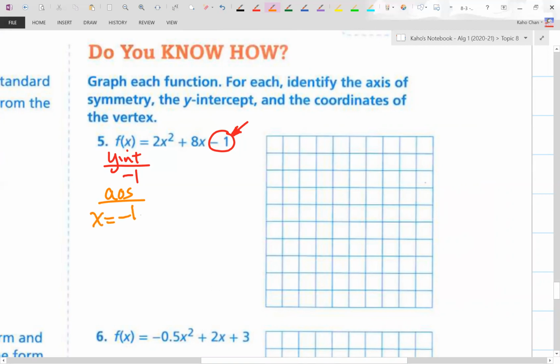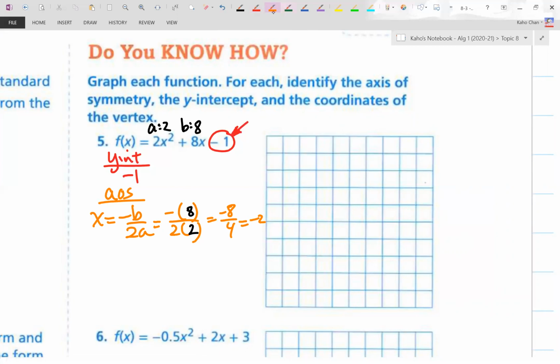The formula is -b/2a. Oh, let's identify a, b, and c here. a is 2, b is 8. That will help me in my formula for -b/2a. b, of course, is 8, and my a value is 2. Let's clean that up. This equals -8/4. That reduces to -2. There it is. Yay. There is my axis of symmetry.